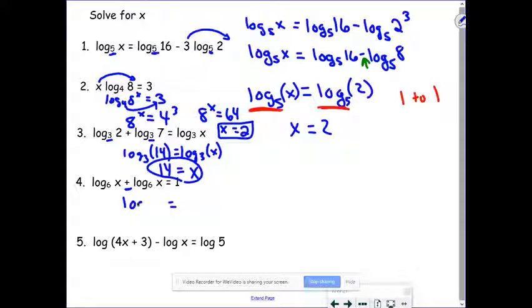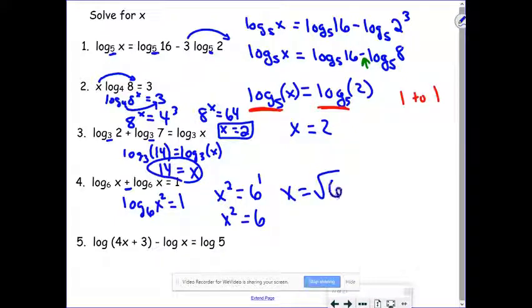In 4, it's addition, so I multiply the x's together, I get x squared. At this point, I do not have logs on both sides, so I can't just say x squared is 6. I have to change it into exponential. X squared is 6, so x is the square root of 6. Notice it can't be plus or minus here. I can't have it as negative here.